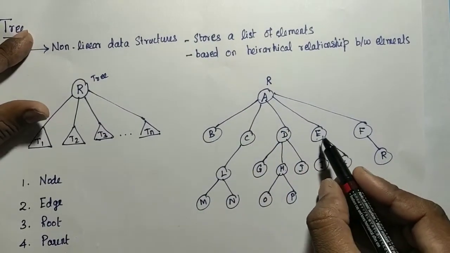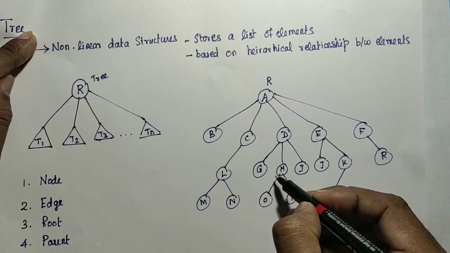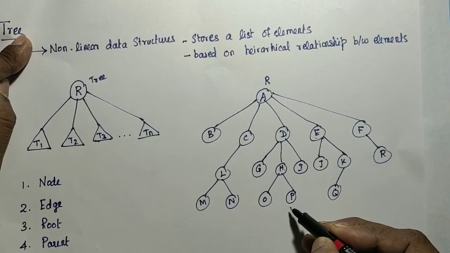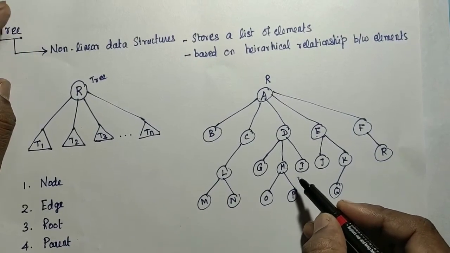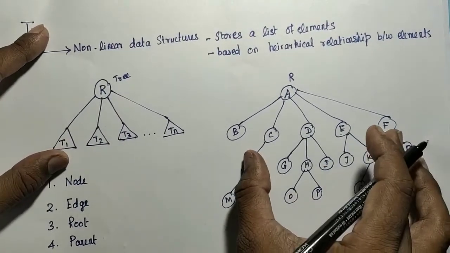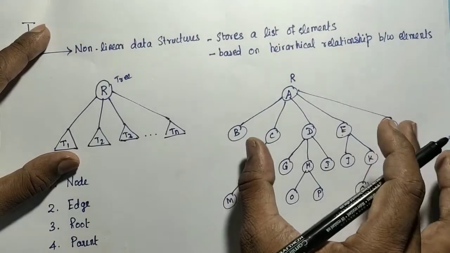For I, the siblings are G and H. For N, the sibling is M, not O and P. The sibling is nothing but the children of the same parent. It's like brothers and sisters. That is a sibling.